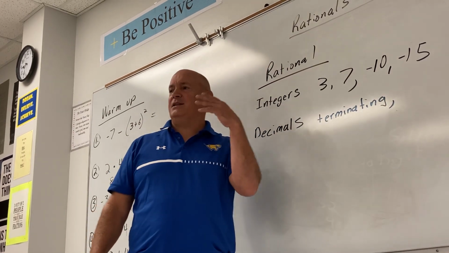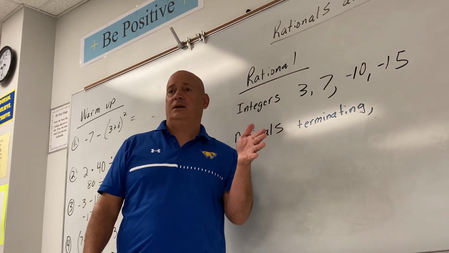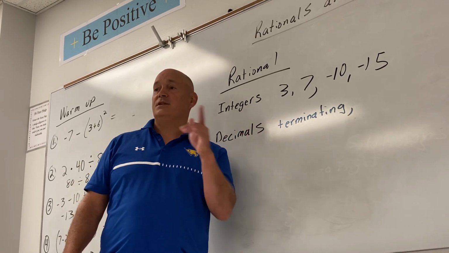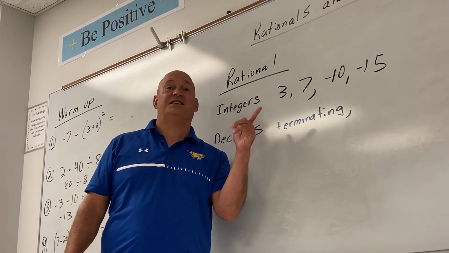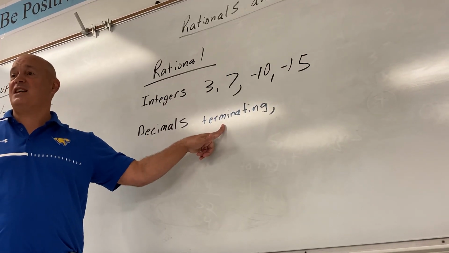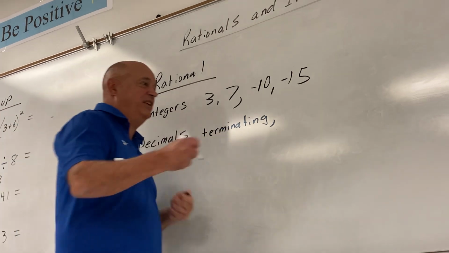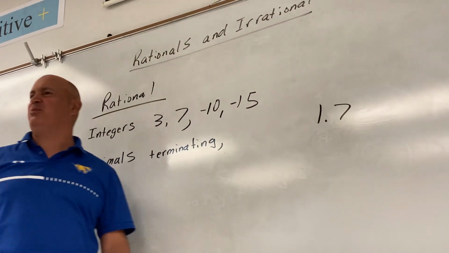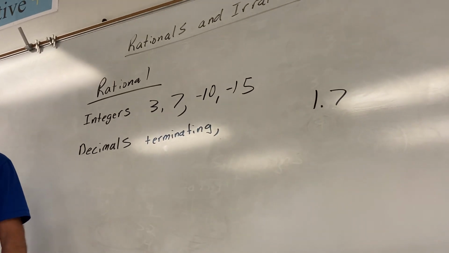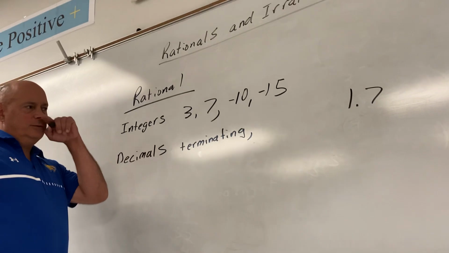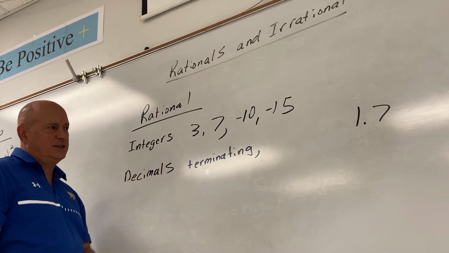If you terminate something, like when I go deer hunting, I terminate the deer's life. Stop. Terminate means to stop. Are you with me? So a terminating decimal is a decimal that stops. Like 1.7 is a terminating decimal. There's nothing after the 1.7. Are you with me? Okay. So we're going to talk more about decimals in just a minute.